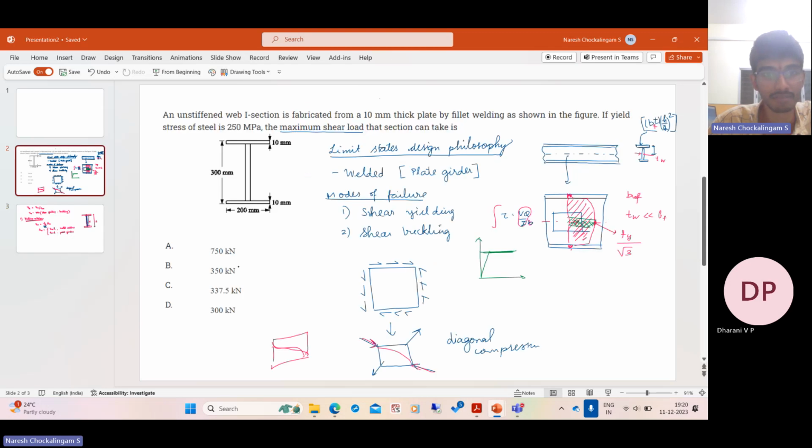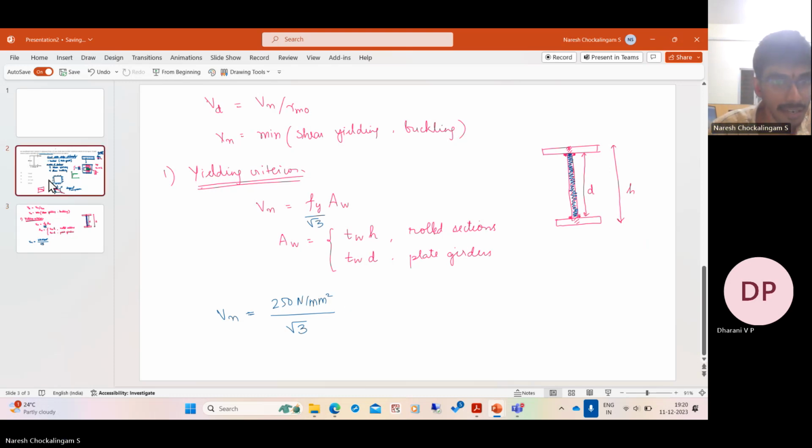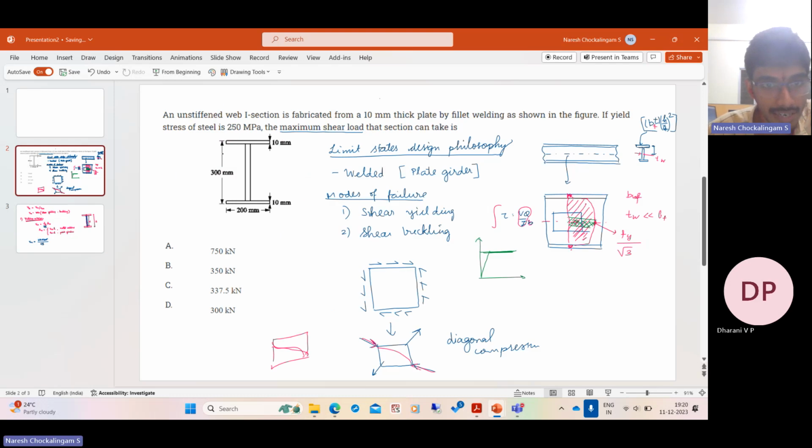So now you can just substitute the numbers. What is Vn? It is a plate girder, so you should take the web depth, not the total depth. And Fy is given as 250 Newton per mm square. Yielding under shear will have a factor of root 3. If you want to know why, I can derive it. And then what is D? D is the depth, which is 300 minus 10 minus 10, so it is 280.